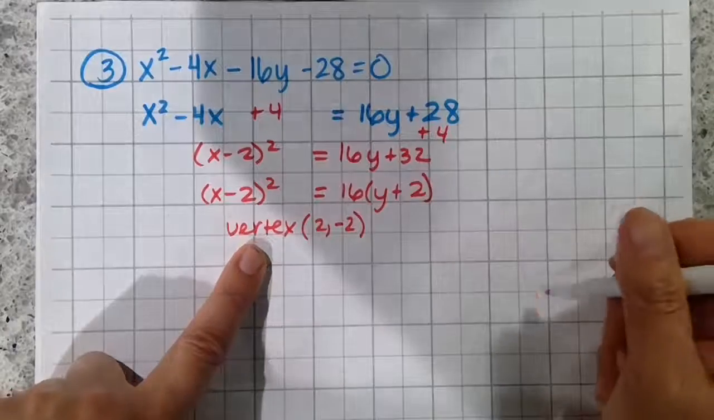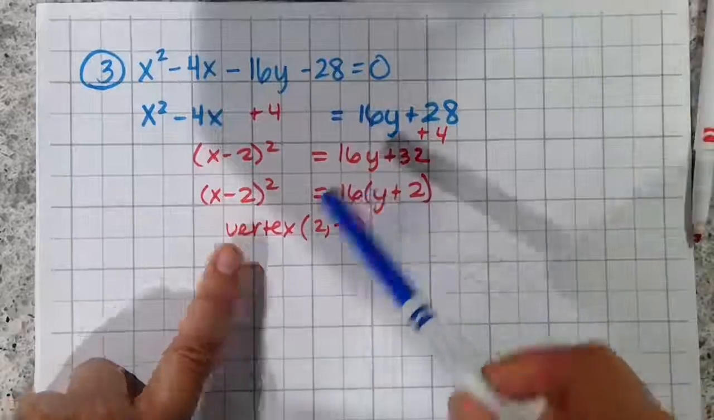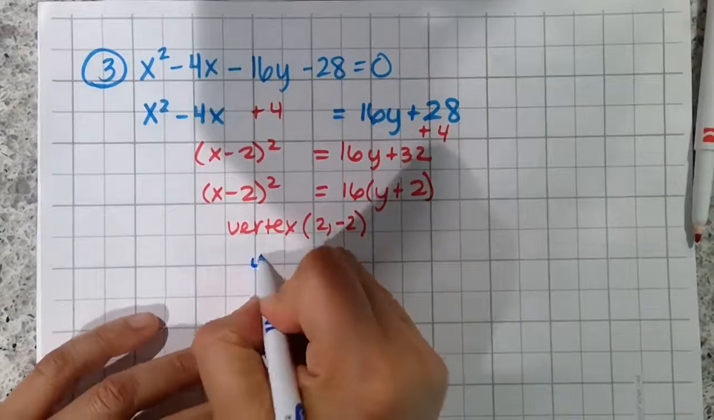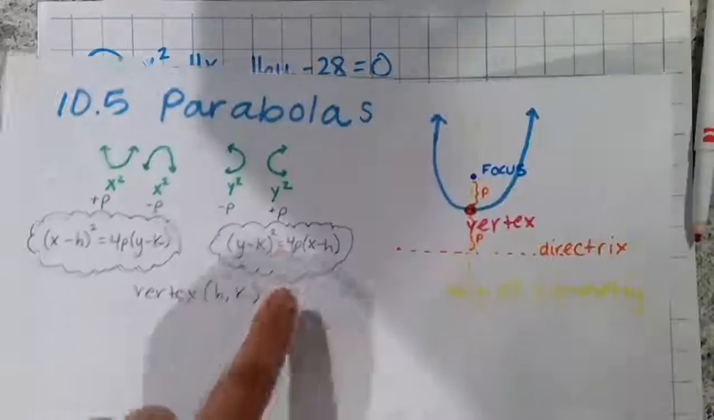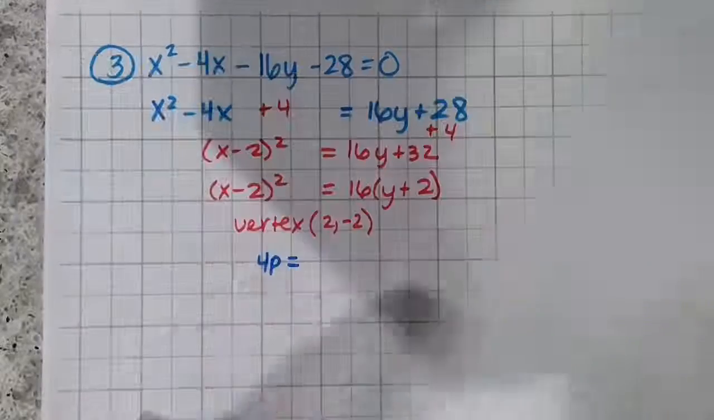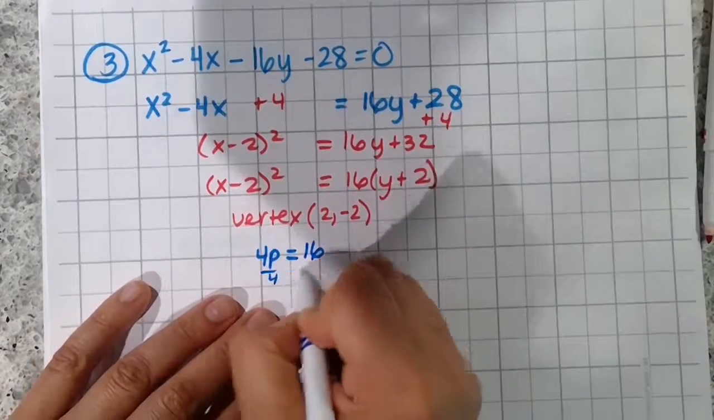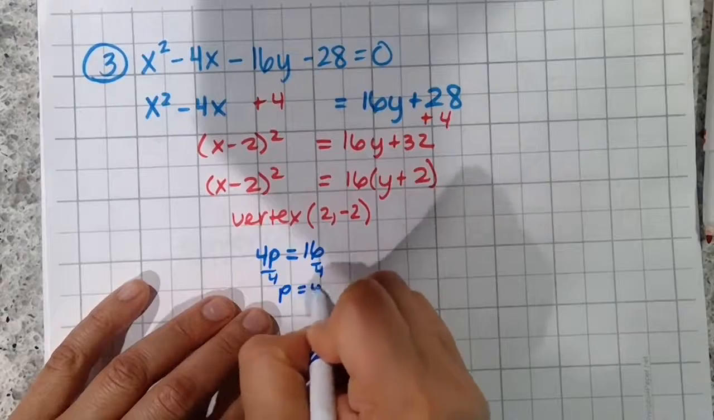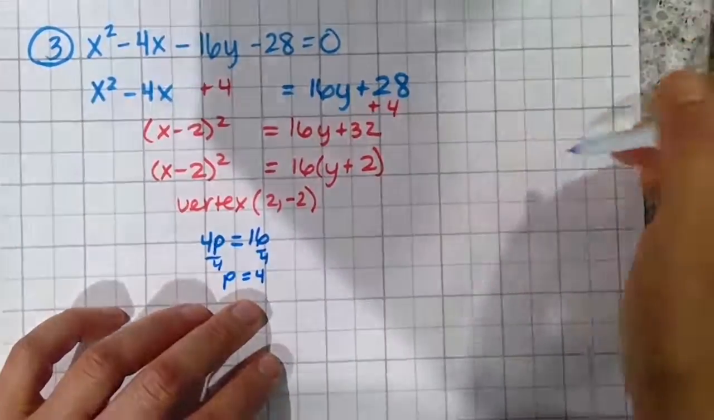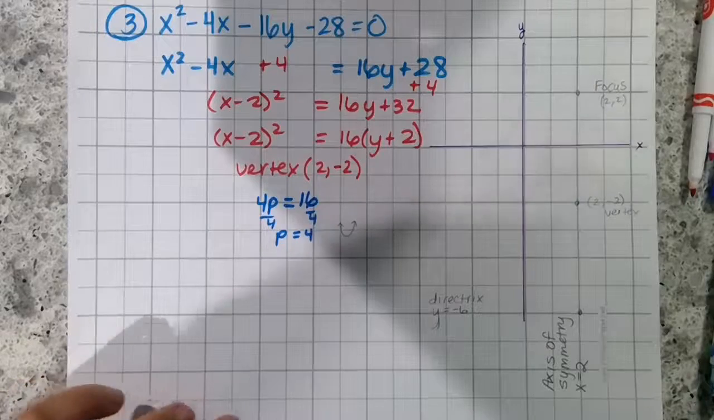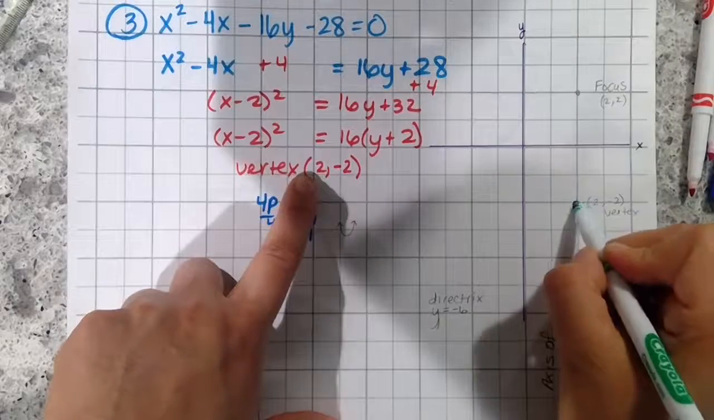Before I even graph, I'm going to go ahead and find my p-value. We know that we're going to use this number for our p. So we're going to set 4p equal to 16. And again, it's always 4p because that's what it is in the formula. So 4p equals 16. Divide by 4. All right, so now I'm going to quickly graph my vertex at 2, -2. Okay, so graphing everything, I have my vertex at 2, -2.